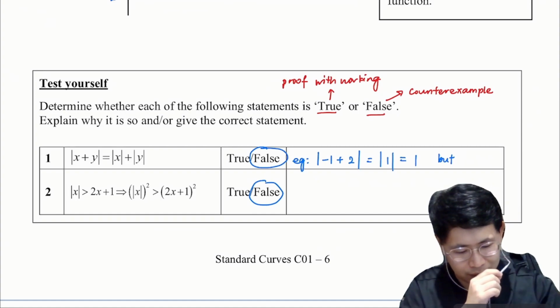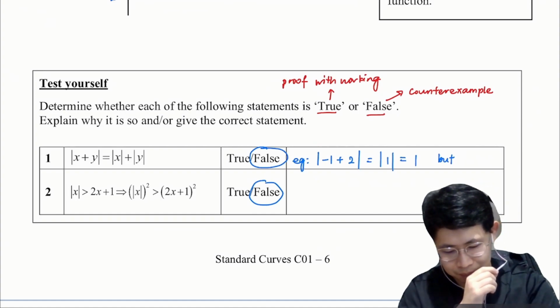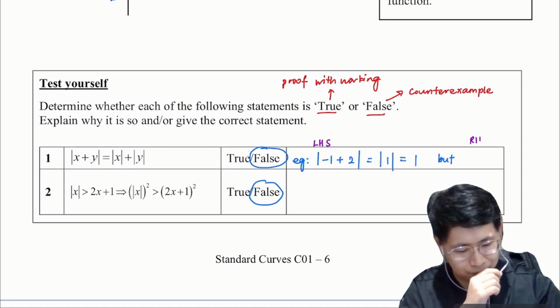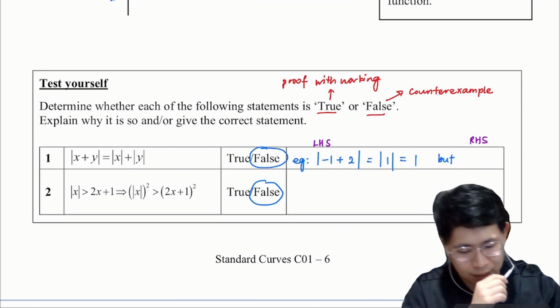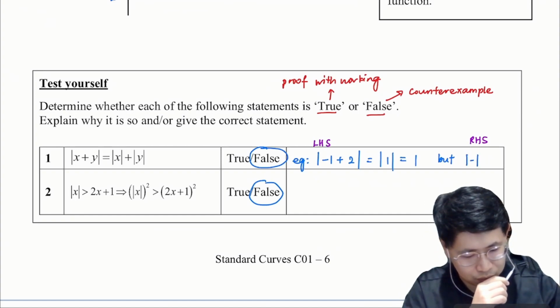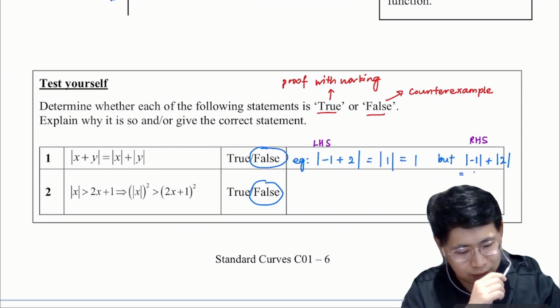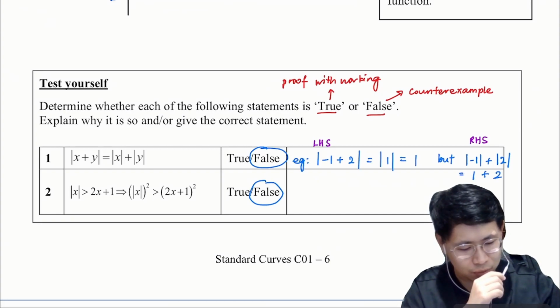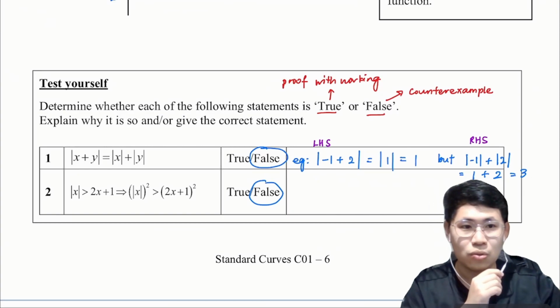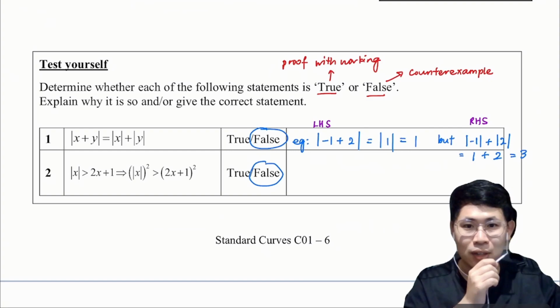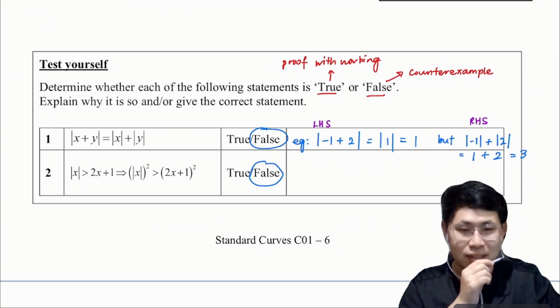We were looking at the left hand side first. Now we want to see whether the right hand side is correct or not. For the right hand side we have modulus of negative 1 plus modulus of 2. Modulus of negative 1 is positive 1, and modulus of 2 is just 2. This is equal to 3. You see that the left hand side is not equal to the right hand side, so this is why the answer is false.